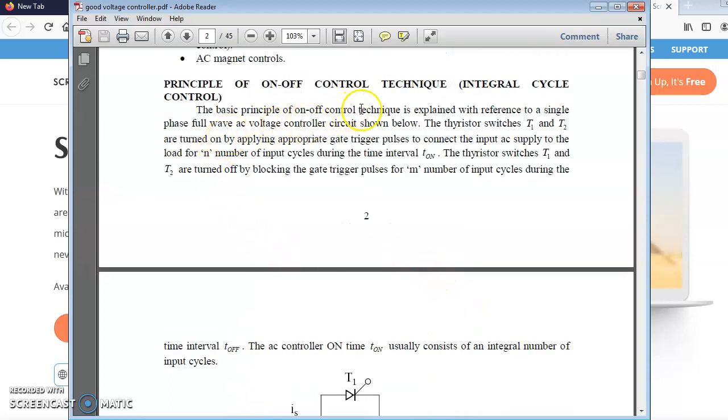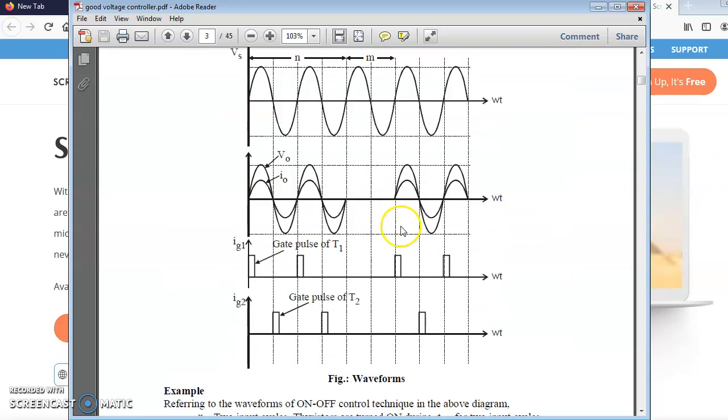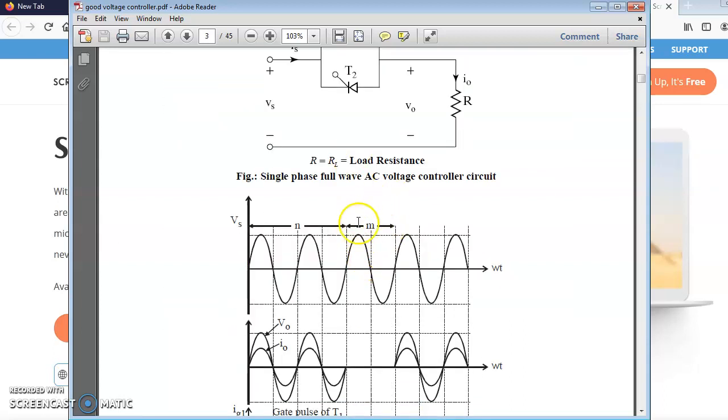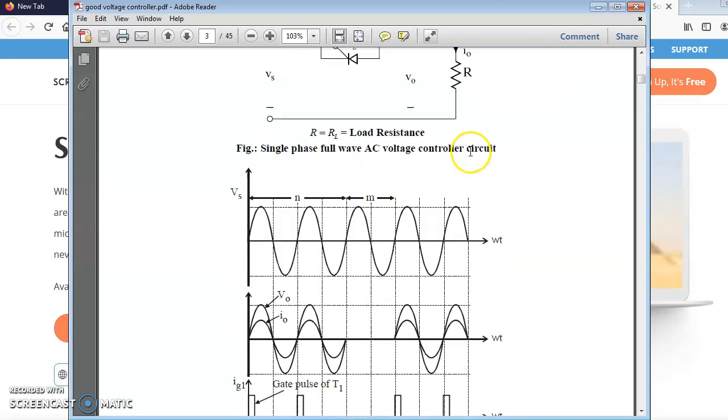The basic principle of on-off control technique is explained with reference to a single phase full wave AC voltage controller circuit shown below. The thyristor switches T1 and T2 are turned on by applying appropriate gate pulses. This is for T1 and this is for T2. During this time, no thyristor is switched on. The thyristor switches T1 and T2 are turned off by blocking the gate trigger pulses for m number of input cycles during the time interval T off. This is the time interval T on where both the thyristors are switched on.